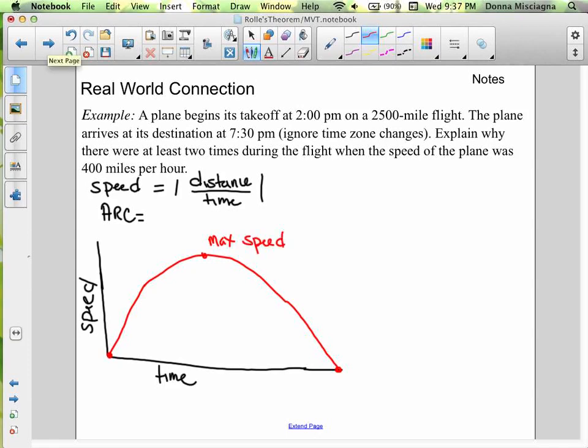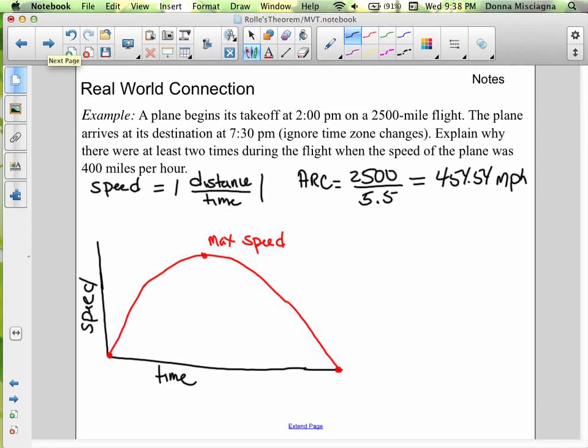Let's calculate out its average rate of change. Move it over here, I'm running out of space. All right, so it goes 2,500 miles. It takes 5.5 hours to do that, from 2 o'clock to 7:30 is 5.5 hours. And that is about 454.54 miles per hour. Yes, miles per hour. What else would it go? I guess it could go kilometers per hour.